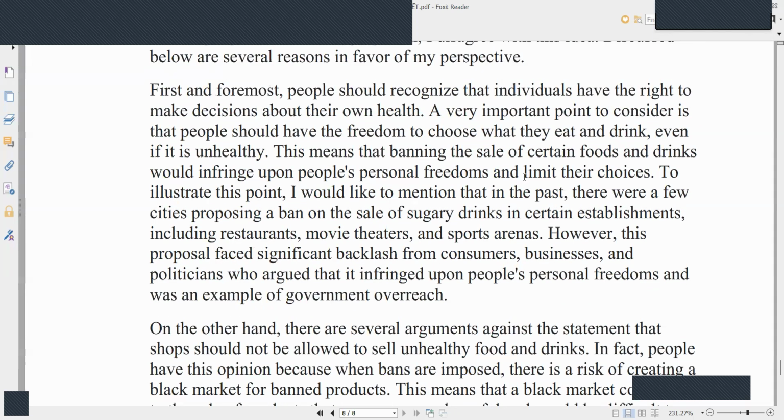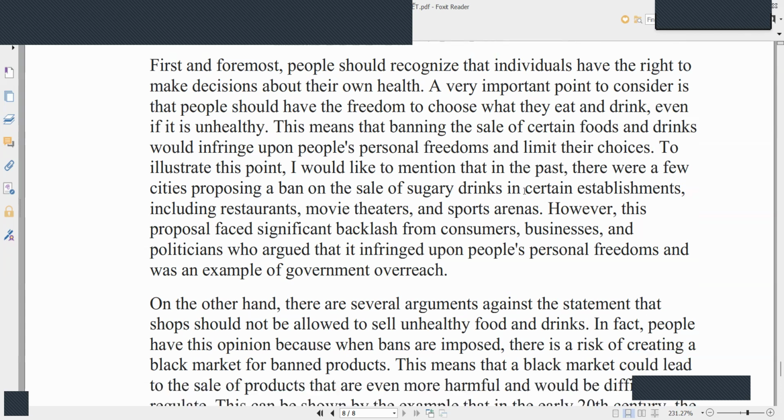First and foremost, people should recognize that individuals have the right to make decisions about their own health. A very important point to consider is that people should have the freedom to choose what they eat and drink, even if it is unhealthy. This means that banning the sale of certain foods and drinks would infringe upon people's personal freedoms and limit their choices.